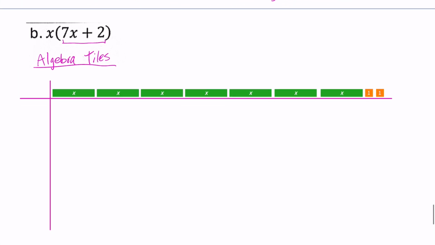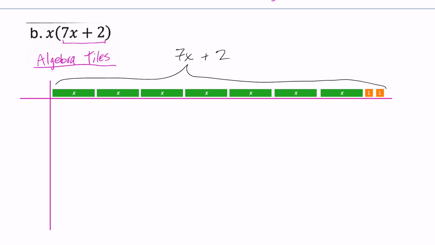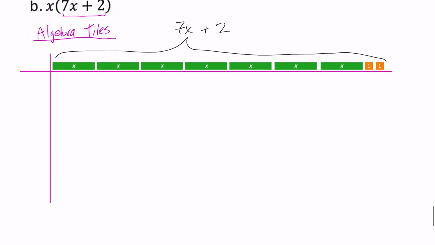Nice. And then I have an x here. So that is the length, right? 7x plus 2. This right here is my 7x plus 2. So 1, 2, 3, 4, 5, 6, 7. Yeah, 7 x's. And then I have the 2 there. Okay, nice. So you can think of that as the length of your rectangle.